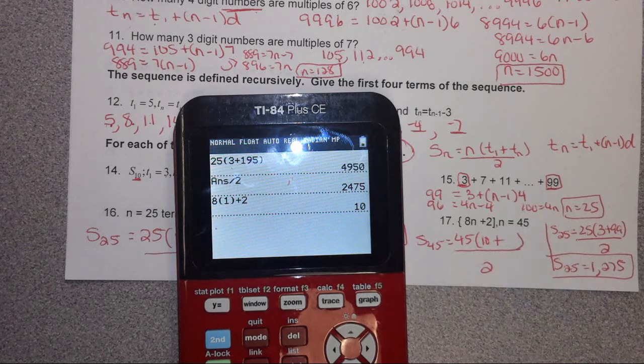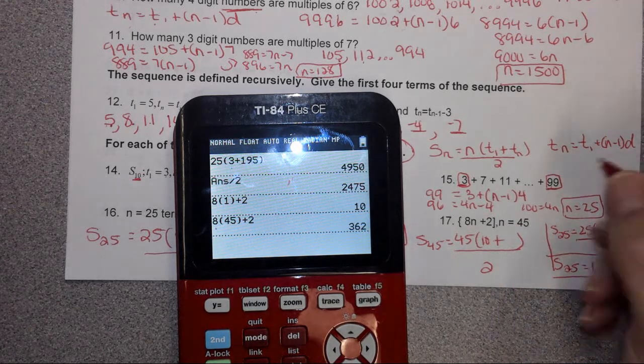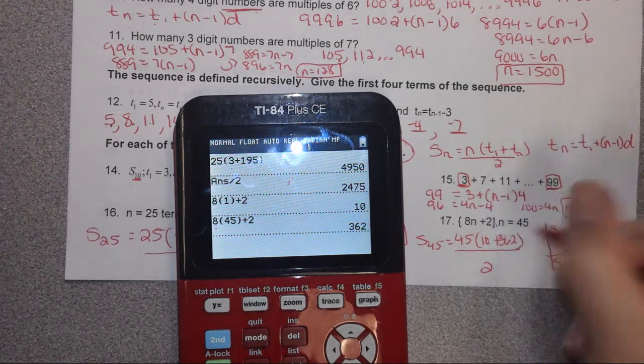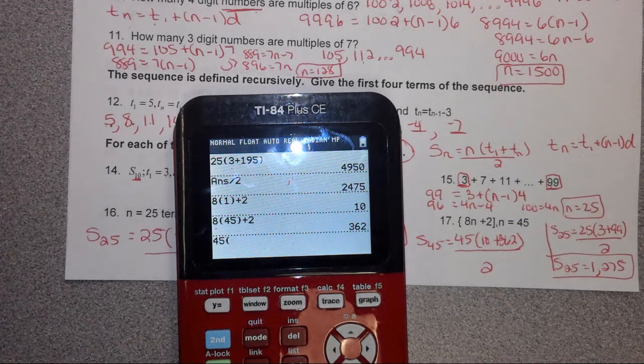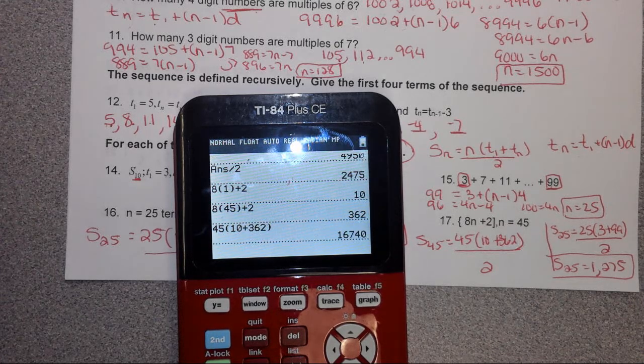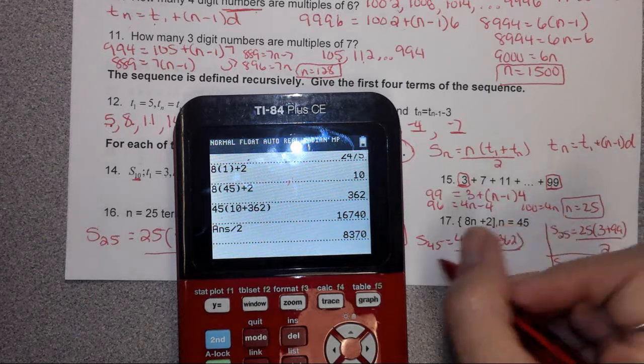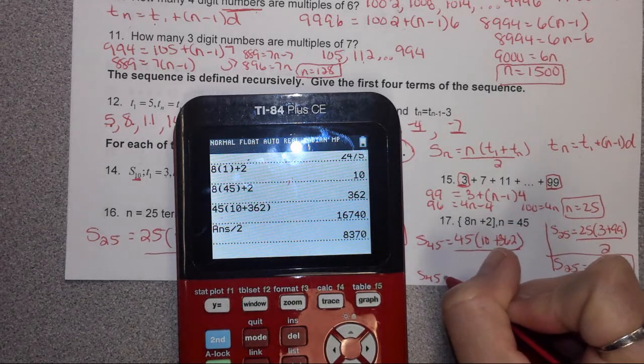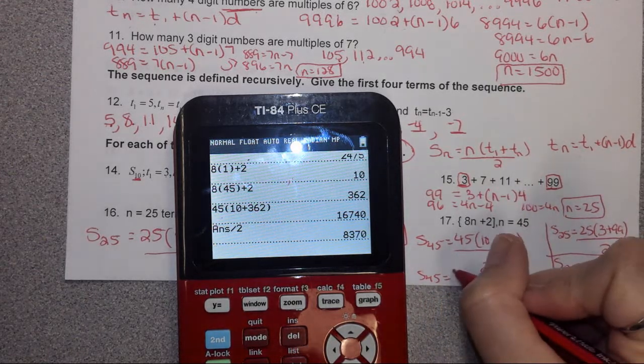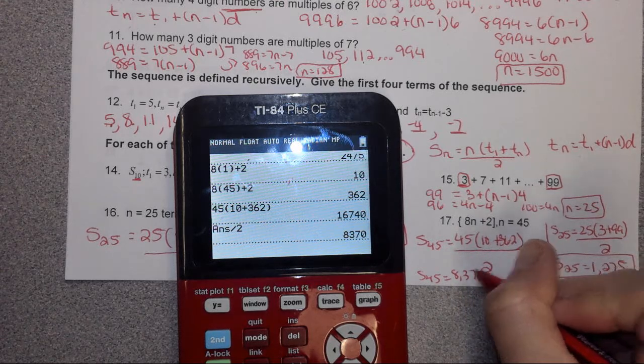And then I'm going to plug in 45. 8 times 45 plus 2. My last term is 362. And then I'm just going to type the whole thing in. So 45, parentheses 10 plus 362, enter, divided by 2. So the sum of the first 45 terms is 8,370.